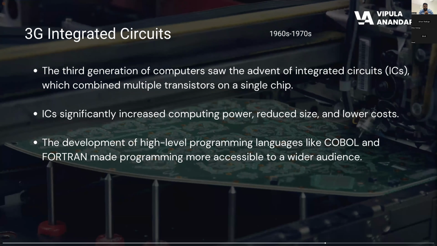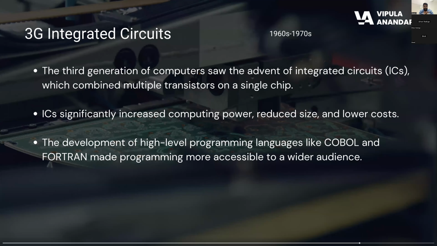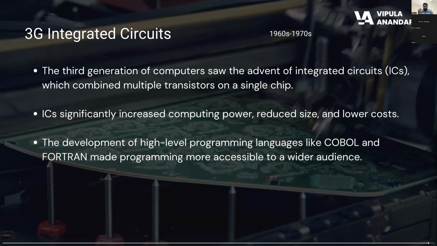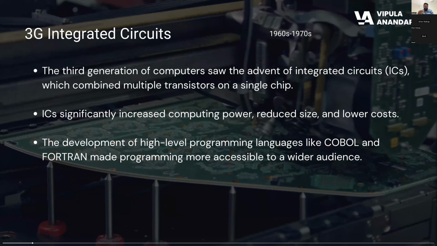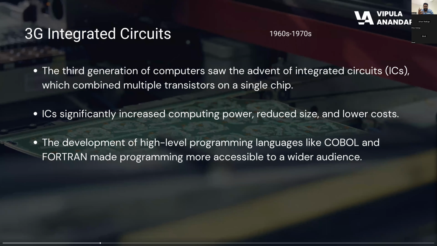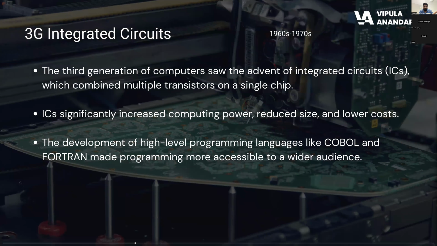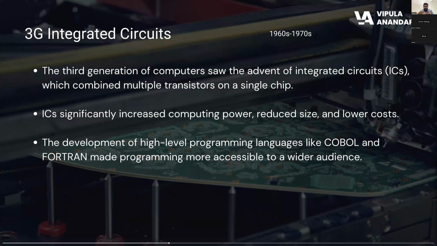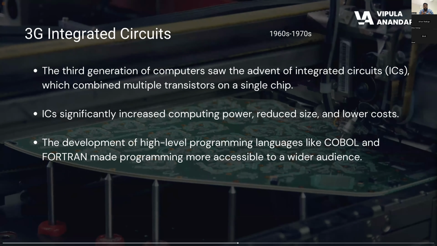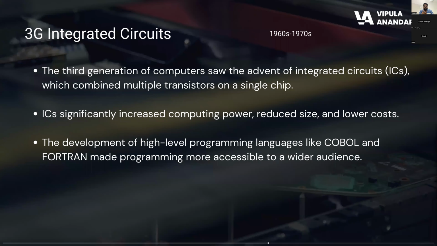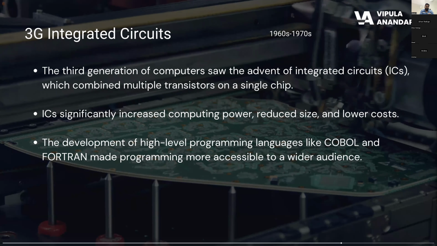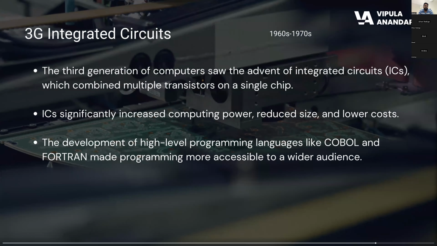This is something I explained during one of my previous lectures, where I said that there are multiple transistors within a CPU and how these CPU systems work. We'll get to that at a later stage. So the IC significantly increased the computing power, reduced the size, and obviously lowered the cost as well. That was the starting point of all the computing as we know it right now.